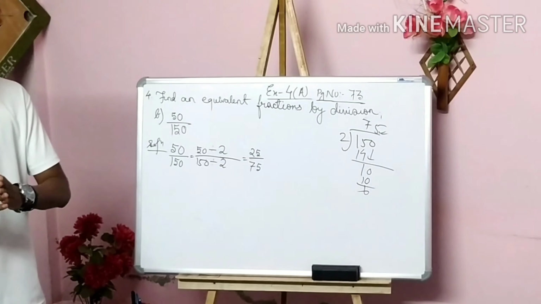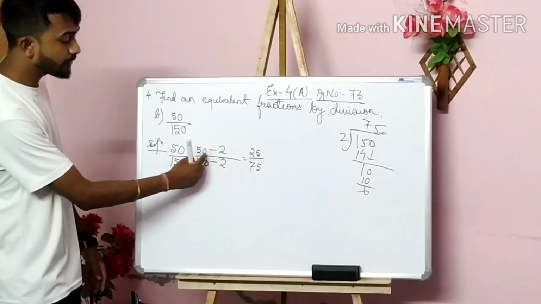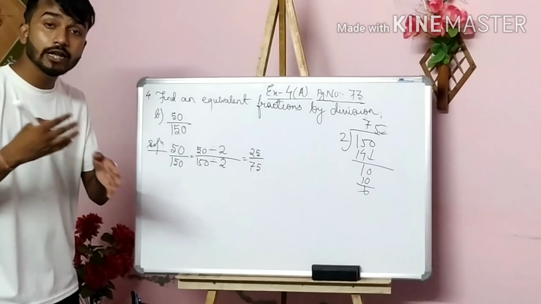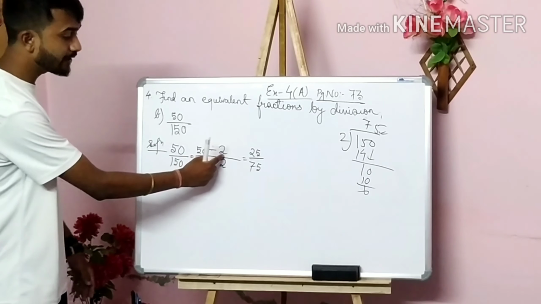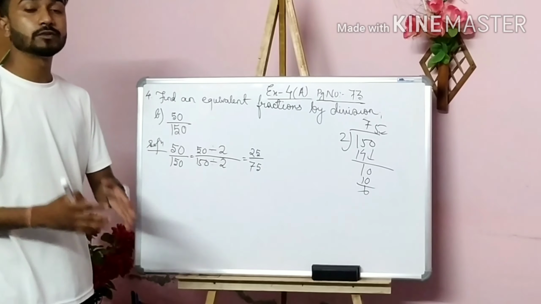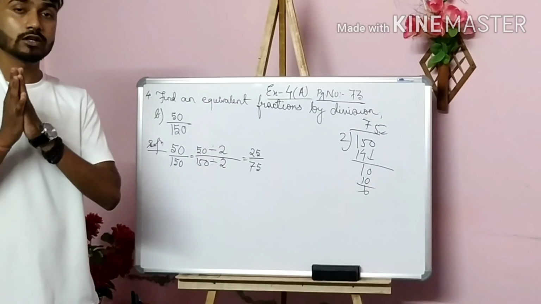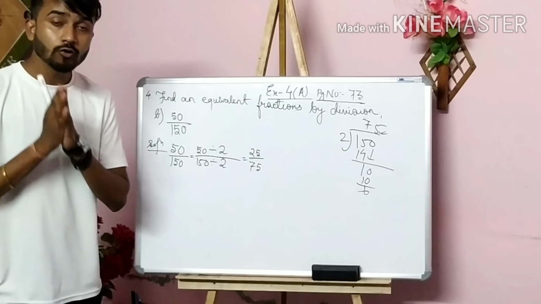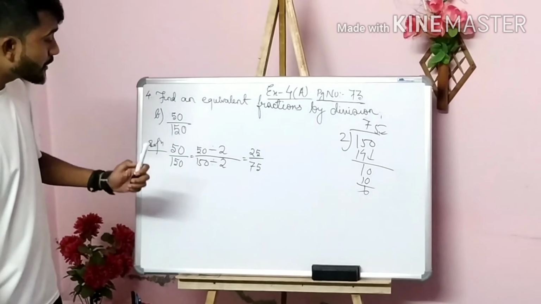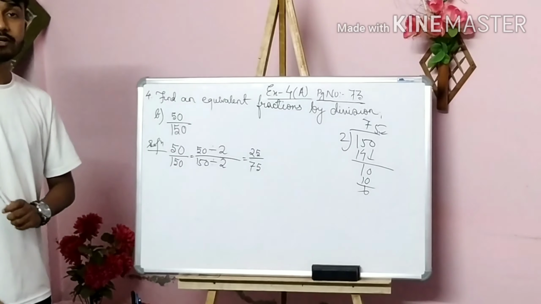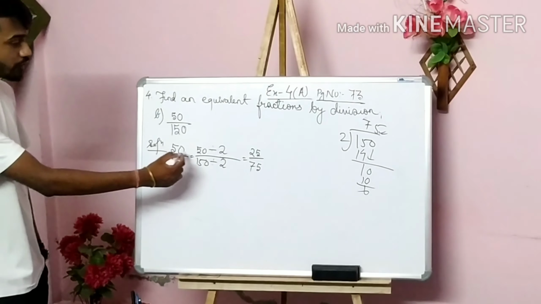This is not necessary. If you are going to divide this number by 5 and this number also by 5, it can be done. If you want to divide by 10, here also 10, you can do it. This is totally your choice. But the only thing is that the number should divide the numerator and denominator. So you see here that we have got an equivalent fraction.